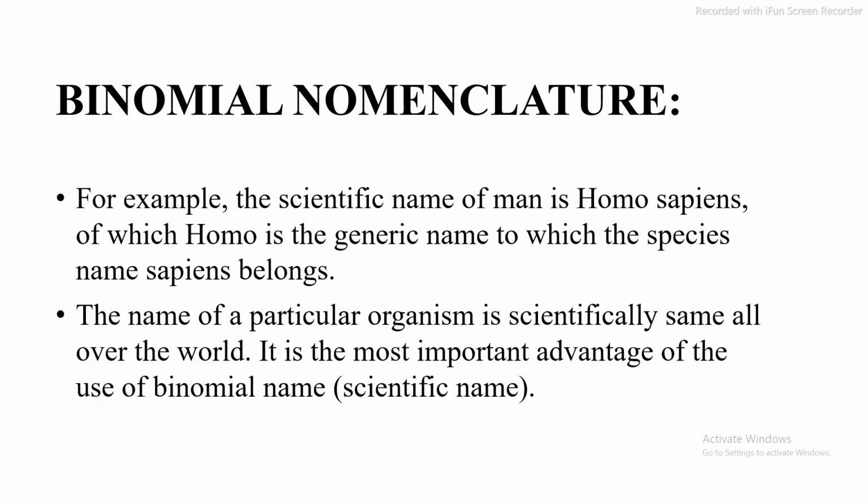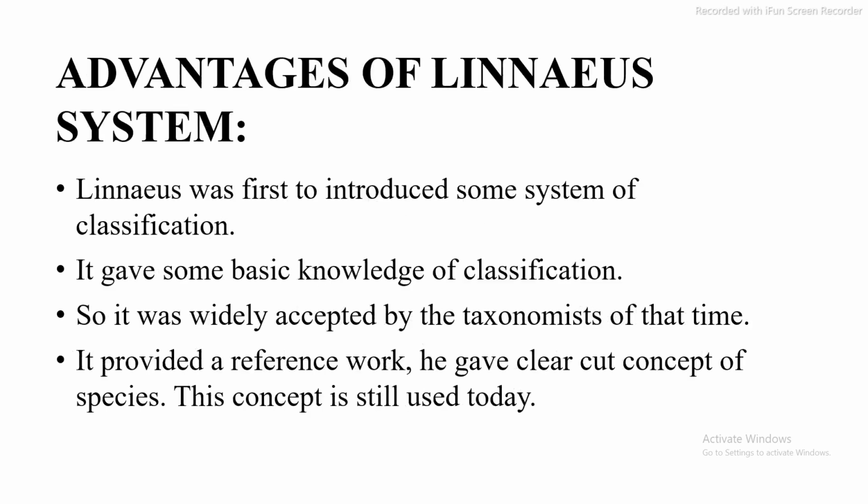For example, the scientific name of man is Homo sapiens, of which Homo is the generic name to which the species name sapiens belongs. The name of a particular organism is scientifically the same all over the world. It is the most important advantage of the use of binomial names, which are called scientific names.